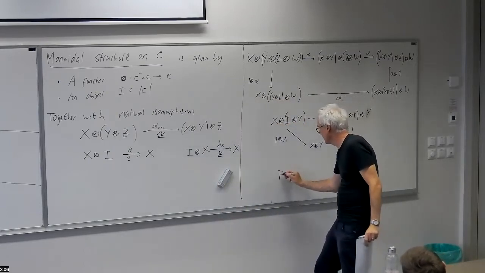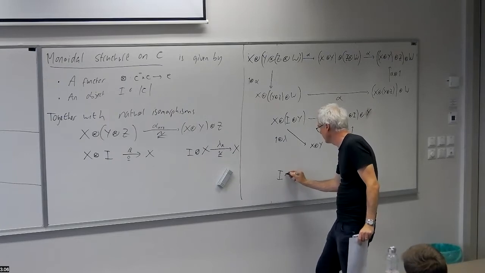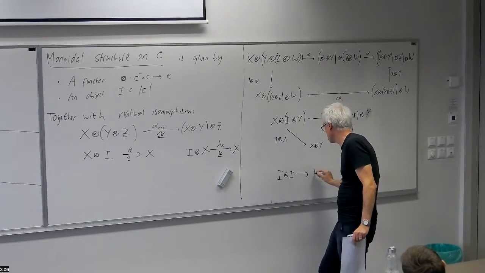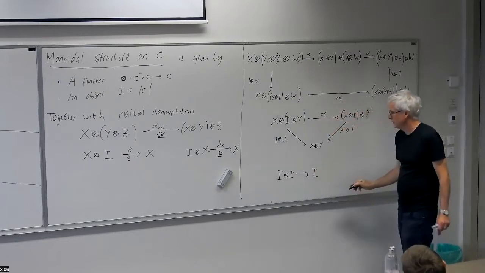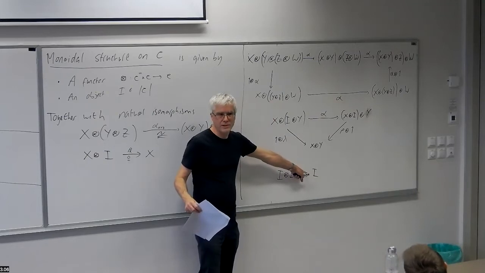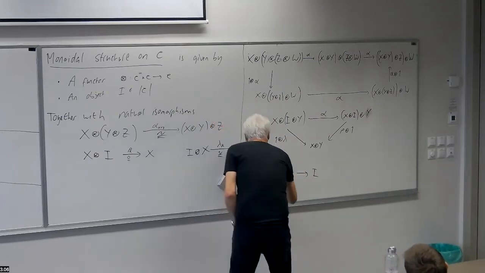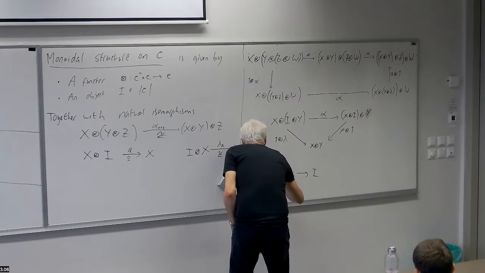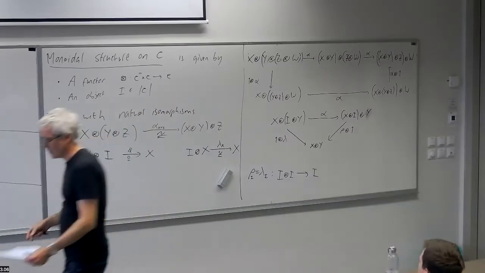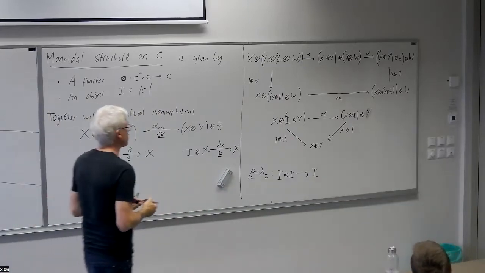And lastly, if we consider I tensor I to I, then both rho and lambda will fit in here. And we want those to be the same maps. So rho of I equals lambda of I. Okay. And those are all the axioms.